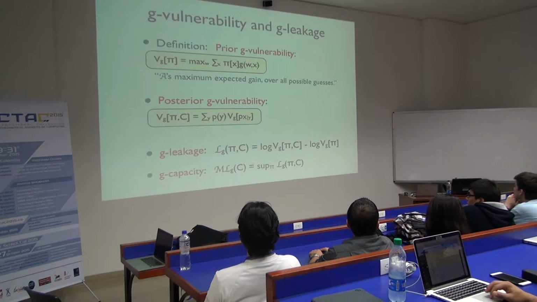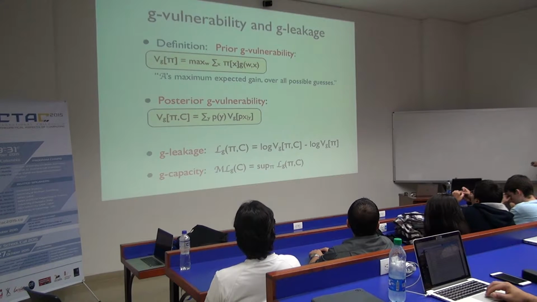So it's the same thing we were doing before. Leakage is what remains from the uncertainty, essentially a minus log. So you can see this as the prior entropy minus the posterior entropy. So what remains from my entropy after executing the channel?